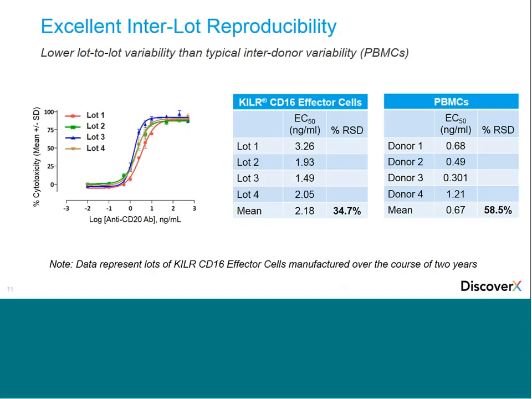Importantly, we also see excellent interlot reproducibility with these KILR effector cells. These are 4 different lots that have been manufactured over the course of 2 years, and you see that the percent RSD between lots is 34.7%, whereas looking at the difference between 4 different donors can give you values closer to 60%, which is not uncommon when comparing data from multiple donors, even with the same phenotype or genotype for the FcγRIIIa V158.